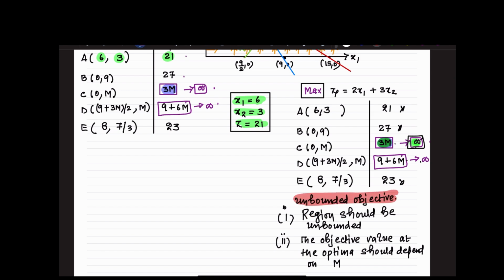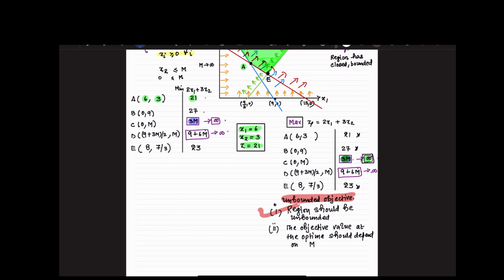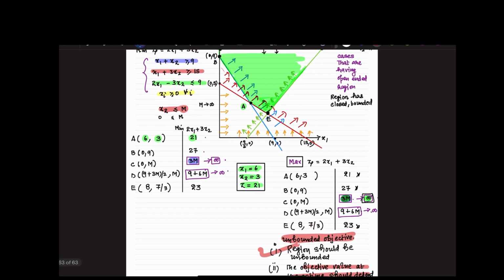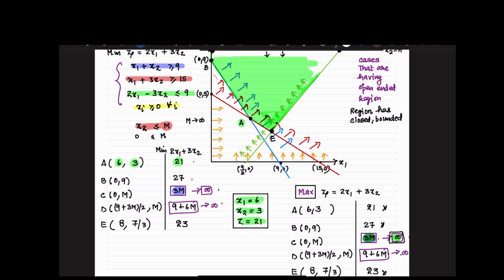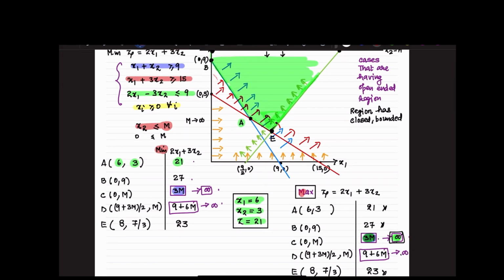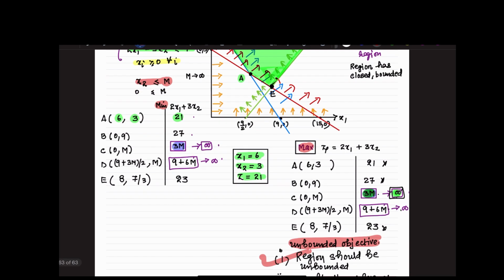So why is the first condition getting satisfied? Because our region was unbounded, we made it bounded by adding a hypothetical constraint, and that hypothetical constraint was x2 being less than m. So this m you took was in your hands. So if the objective value at the optima is depending upon m, that means the objective is unbounded. The question was the same, but what we changed was the objective. Earlier the objective was min, so the answer came out finite, 21. But as soon as we changed the objective to max, there is no objective value that is finite, and hence we say that the objective is unbounded in this maximization case.